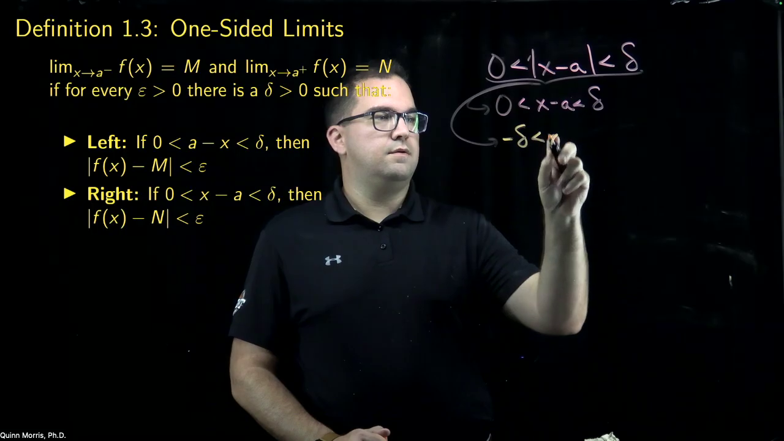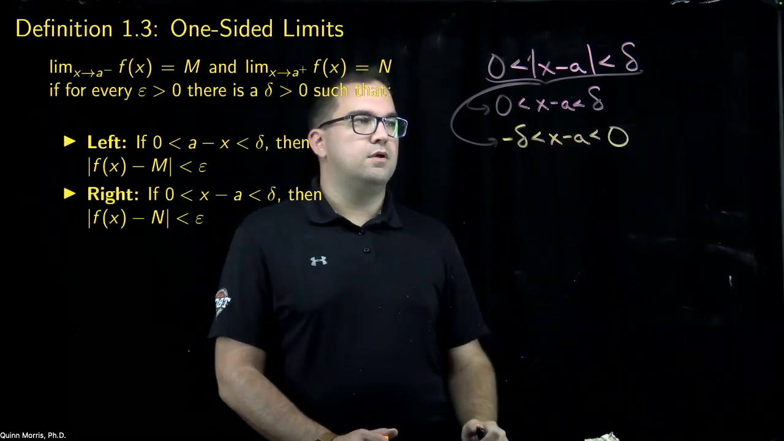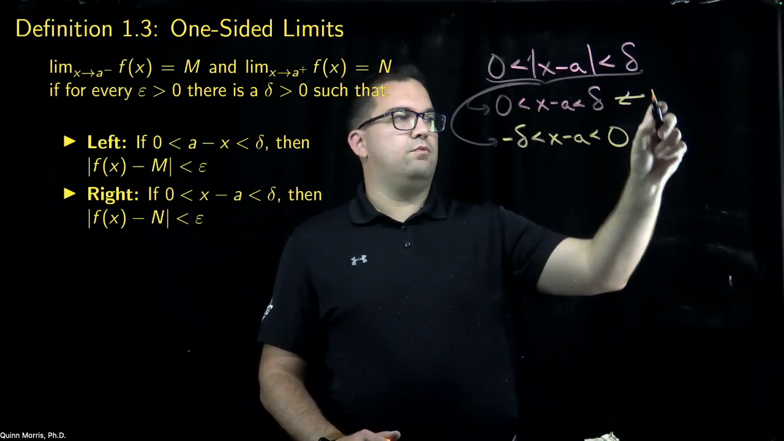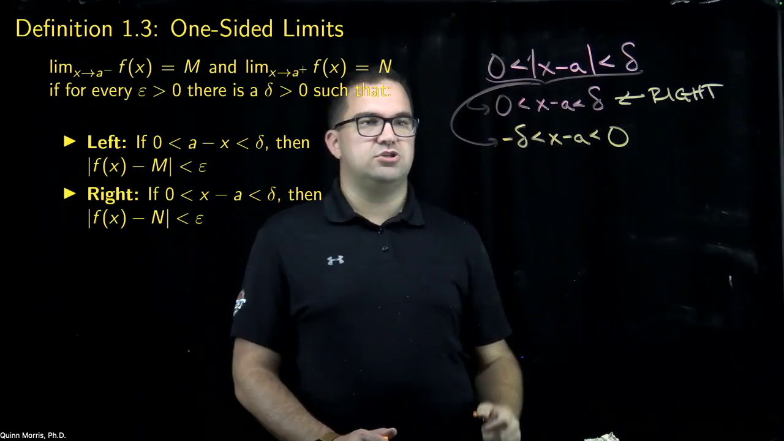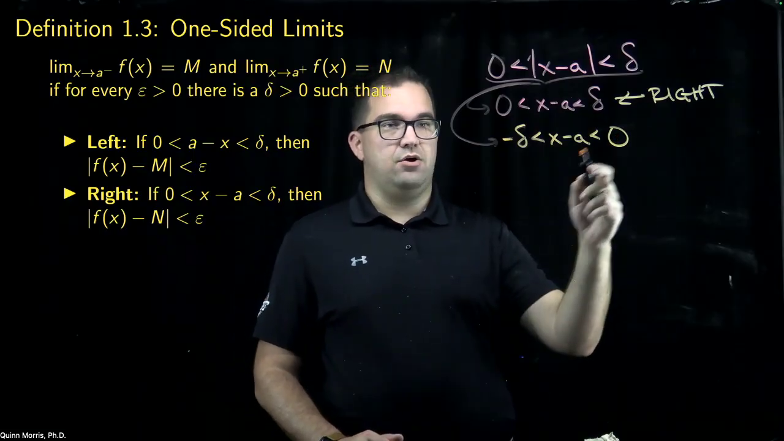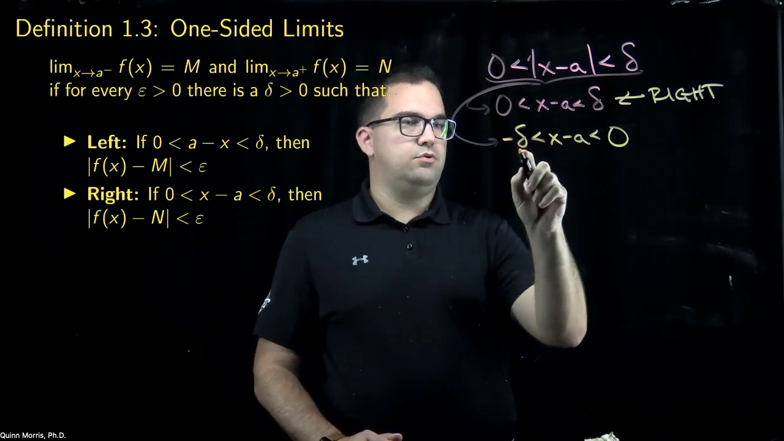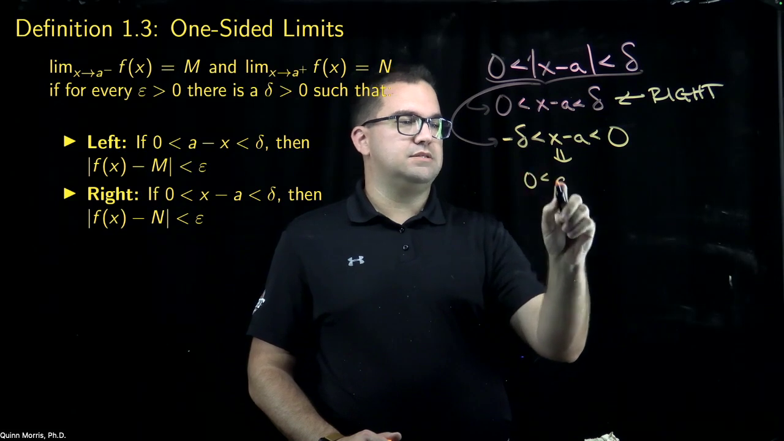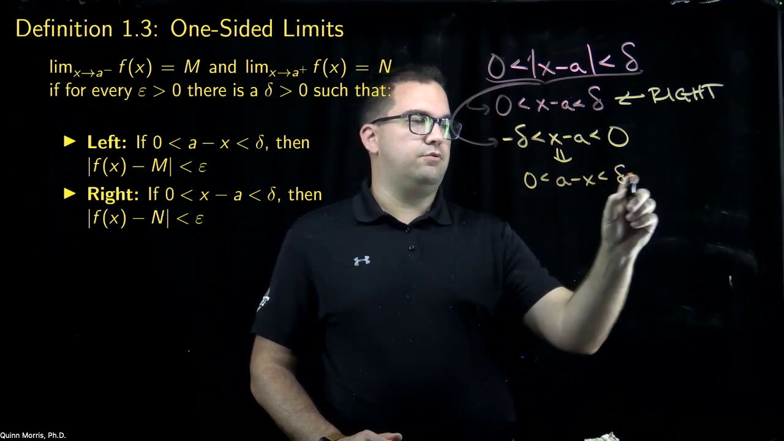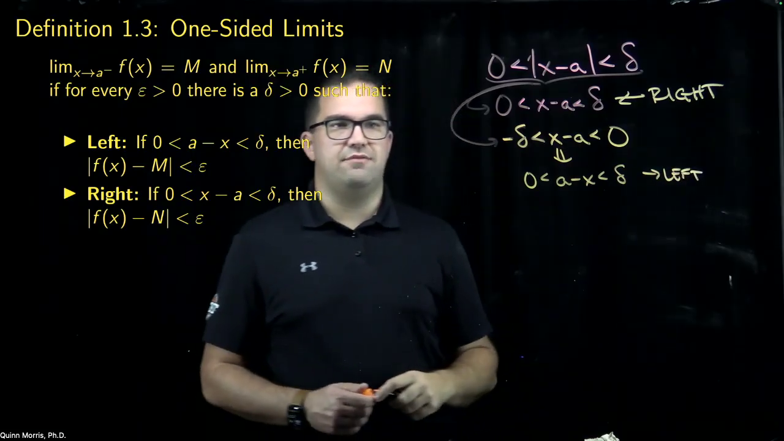Less than. Okay. So notice this is exactly what we have defined here as the right-handed limit. And if I negate everything here, which is also going to flip all my inequalities, this one becomes equivalent to 0 is less than a minus x is less than delta, which is our left-hand limit definition.